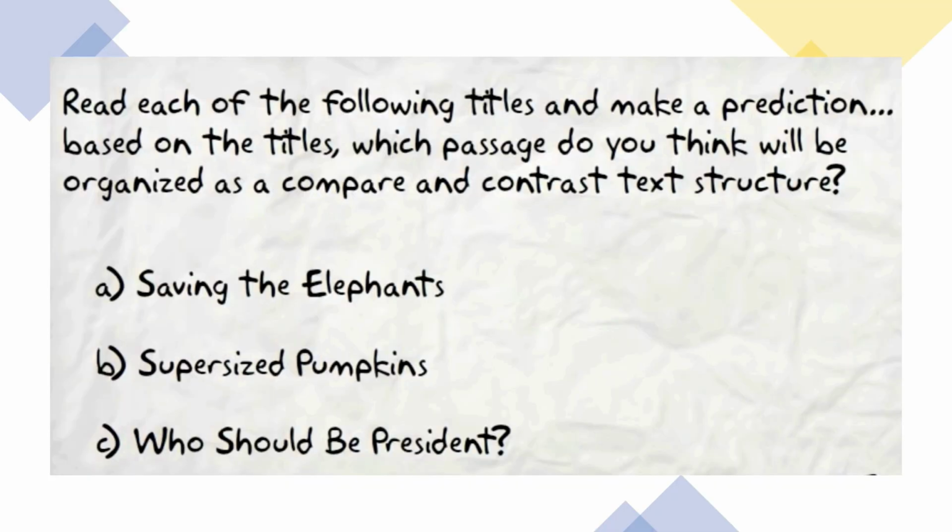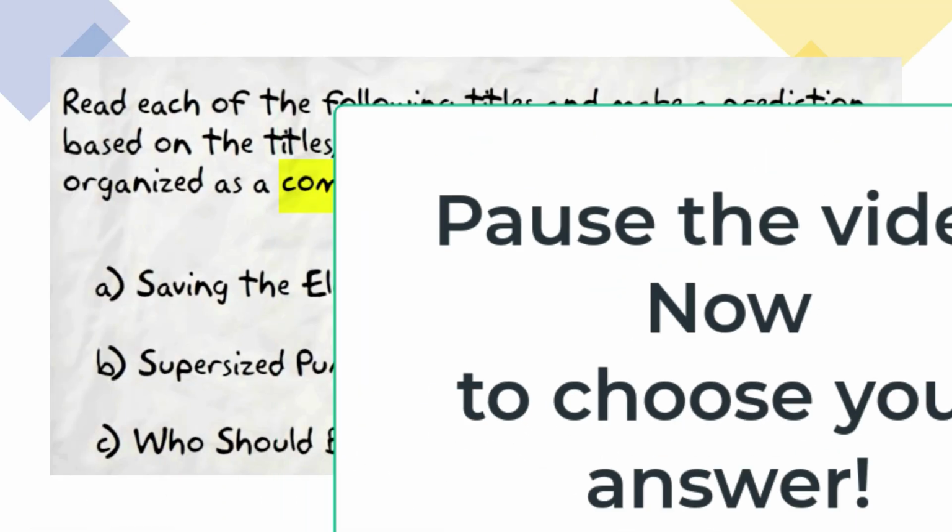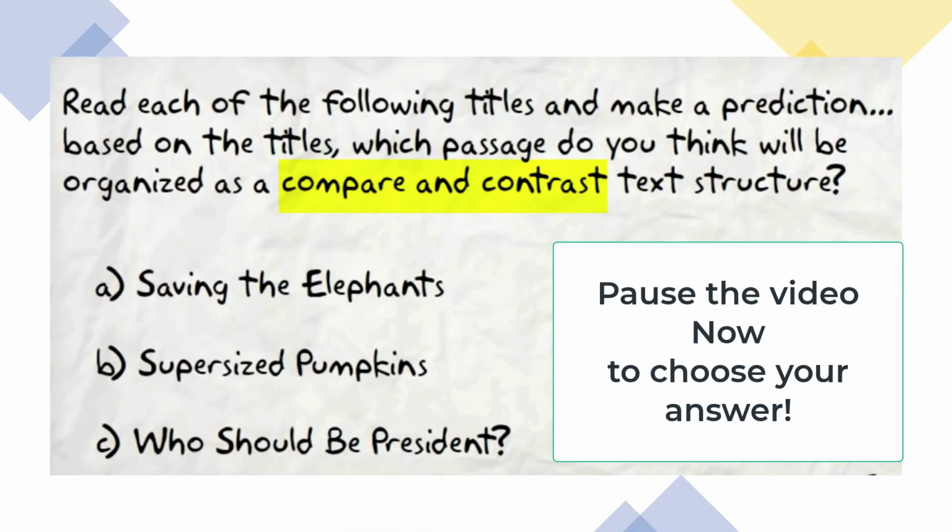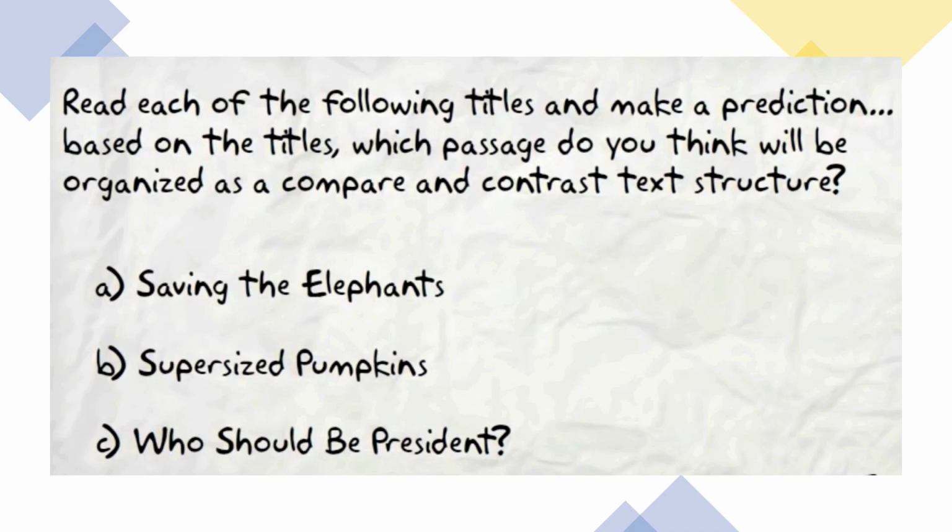So look at these following titles and make a prediction. Which passage do you think will be organized as a compare and contrast text structure? Saving the Elephants, Supersized Pumpkins, Who Should Be President? Based on the title, I would predict that this answer would be C, because it's who should be president. Obviously, they're going to compare more than one person, compare and contrast.